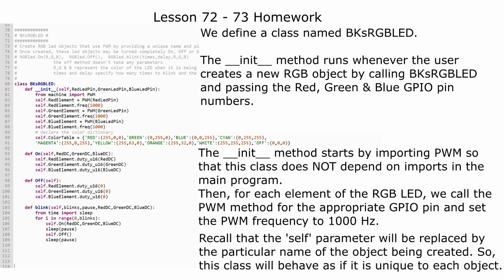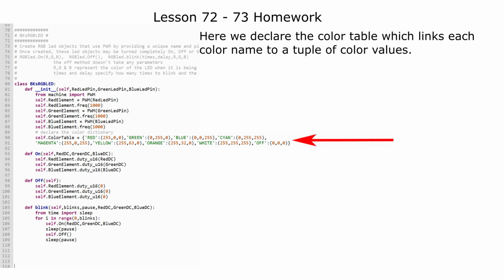Recall as you read this that the self parameter will be replaced by the particular name of the object being created. So this class will behave as if it is unique to each object. Here we declare the color table, which links each color name to a tuple of color values.